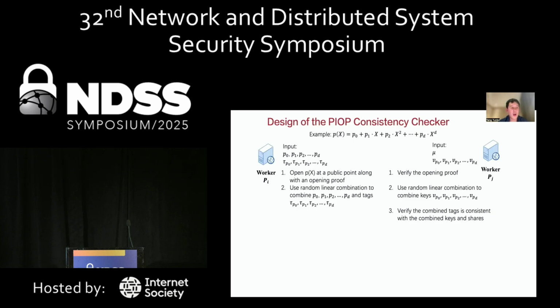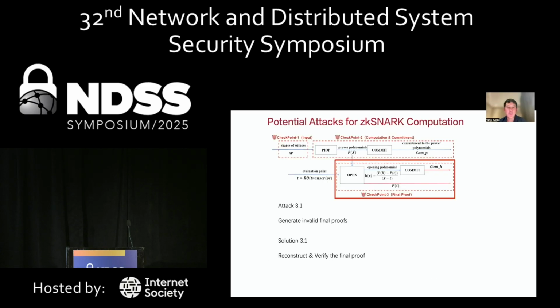First, the worker needs to open P(x) at a public point along with an opening proof. Then the workers use random linear combinations to combine p0 to pd and tags tau p0 to tau pd to get the corresponding tag for the evaluation of P(x). The workers verify the opening proof, use the random linear combination to combine all keys, and verify that the combined tag is valid with the combined keys and shares.